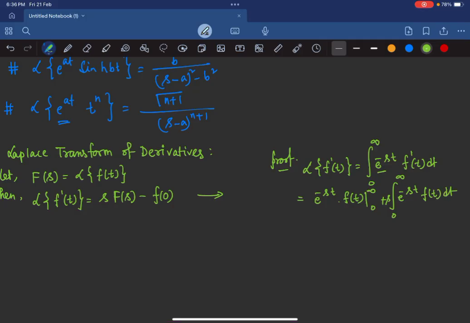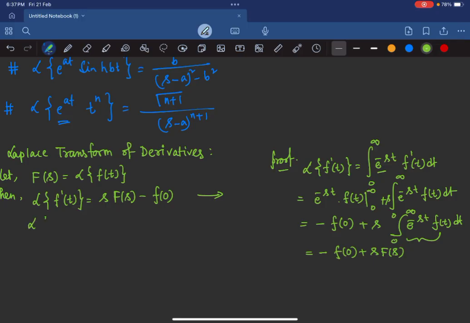Okay, now once you have this one, immediately if you put the upper and lower limit, the first term will become 0 because e power minus infinity is present, so first part 0, second part, from the second part you will get minus f of 0 plus s integral 0 to infinity e power minus st f(t) dt. So this term is nothing but again Laplace transform of f(t), which is nothing but F(s). So you are getting minus f(0) plus s F(s). This is the formula. Okay.